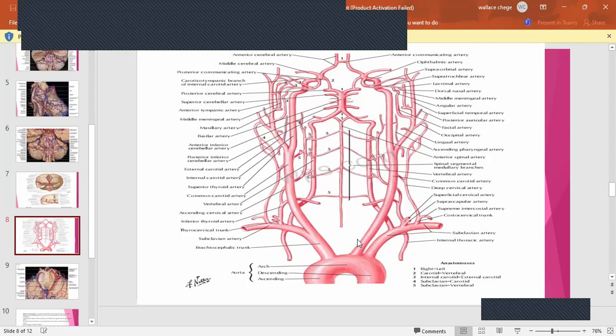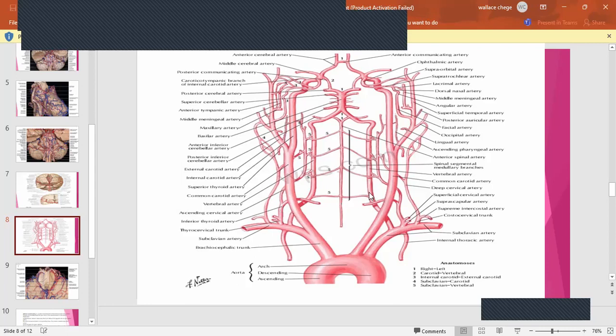Then also from the first part, we have the thyrocervical trunk, which gives off the suprascapular artery, transverse cervical artery, also known as the superficial cervical artery, and terminates by giving off the inferior thyroid artery. Now, from the inferior thyroid artery, we have the ascending cervical artery. Also remember, from the inferior thyroid artery, we have our inferior laryngeal artery.